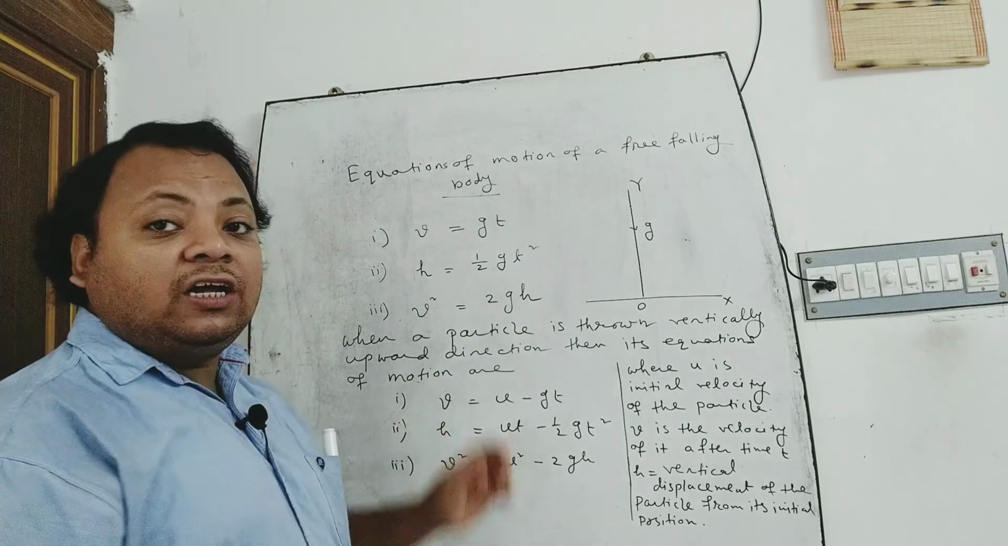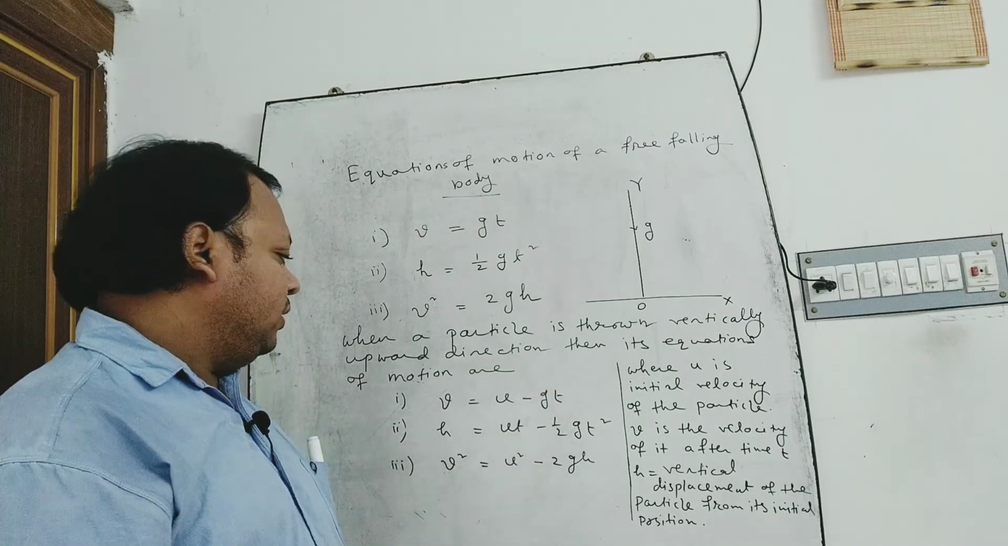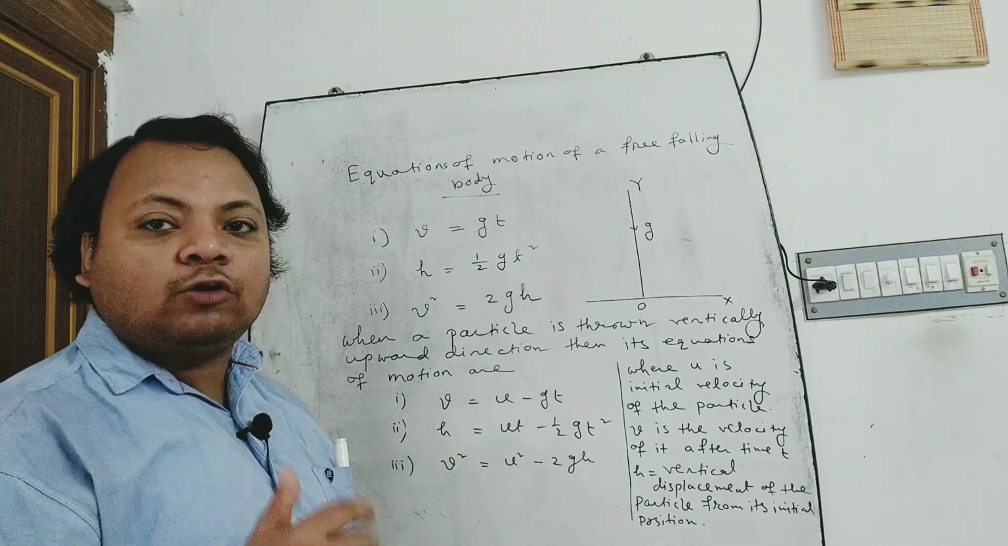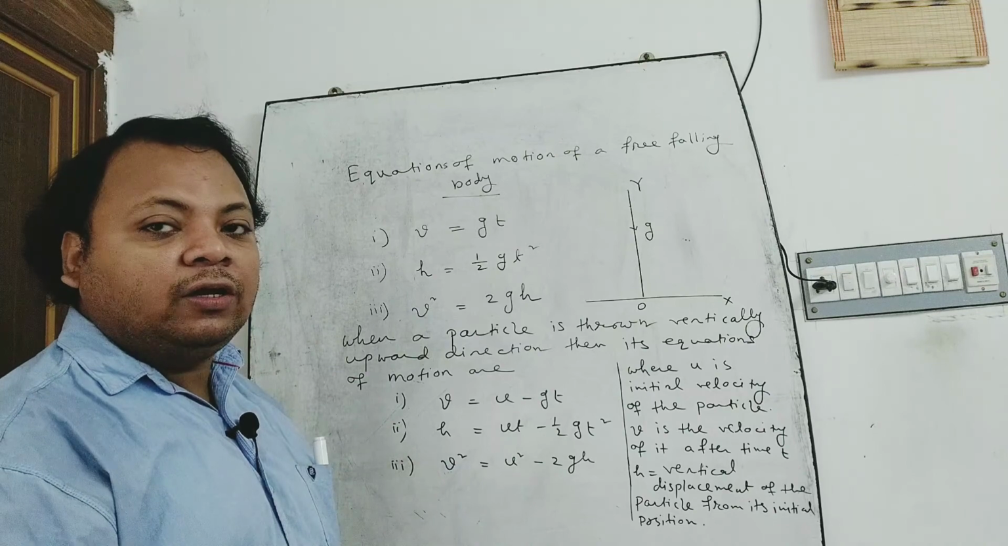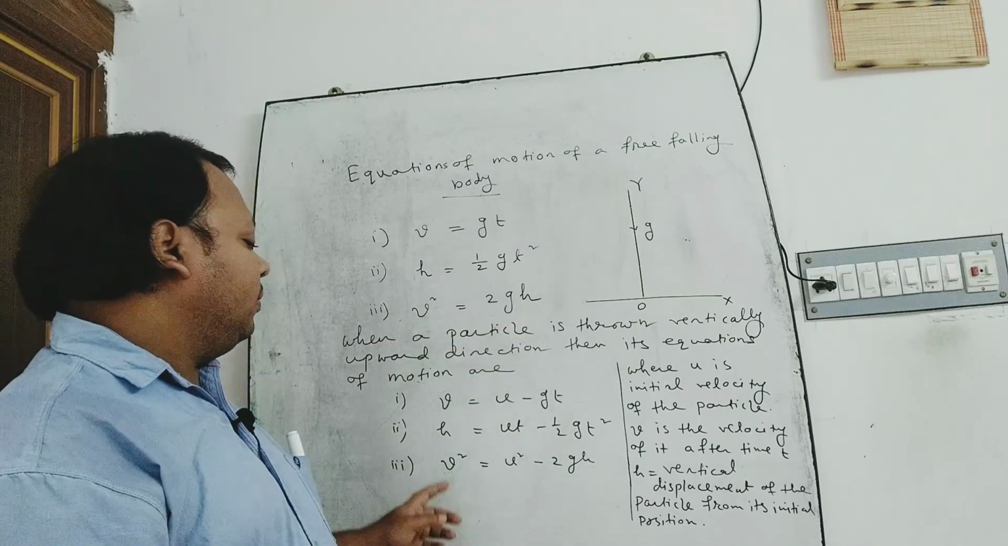Where v is the velocity of the particle after time t, and h is the displacement of the particle from the initial position of the particle.